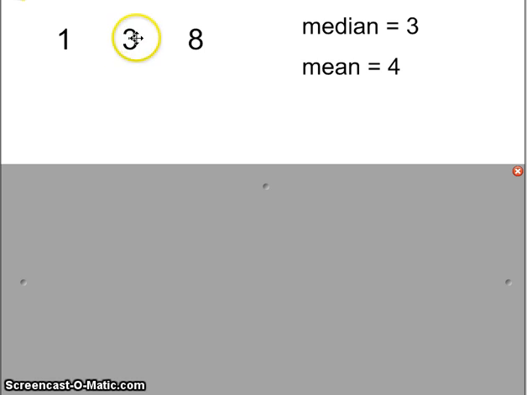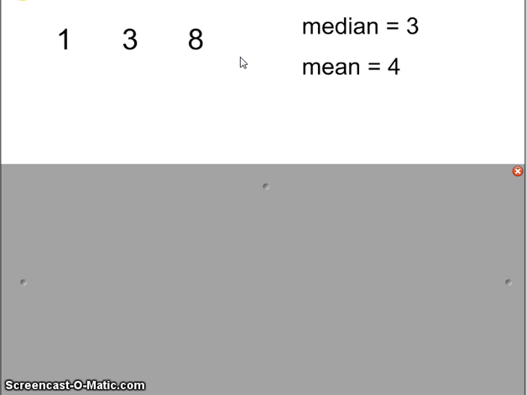It balances counts. Half of the counts of data are on one side of the median and half of the counts of data are on the other side. In other words, there's an equal number of data values on either side of the median. The mean is 4. The mean balances deviations.